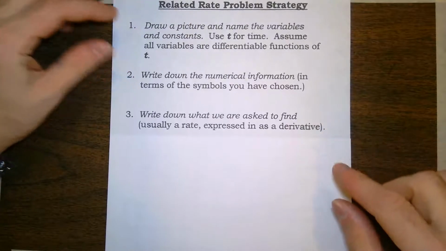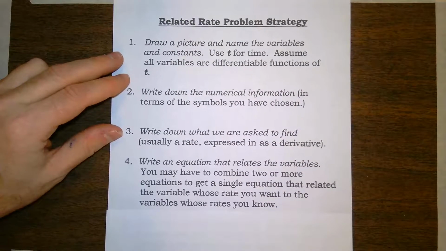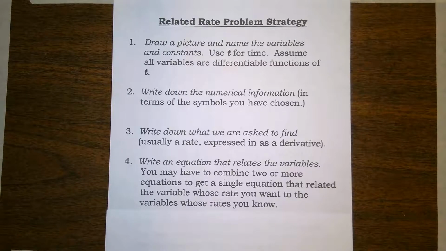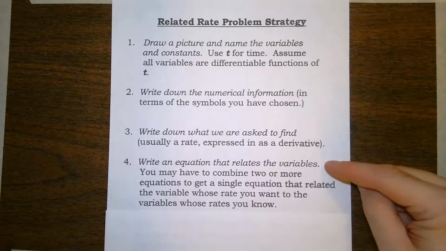Next, make sure you're writing all this down, please. Next, we're going to write an equation that relates all the variables together. Sometimes this is easy as a formula. Again, going back to the circle, if we want to relate the changing rate to the changing area, A equals pi r squared gives me a formula that has all of the variables in it that we're interested in. So write down an equation that relates all of the variables.